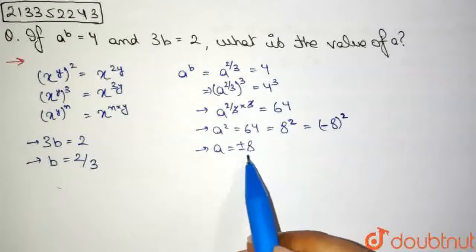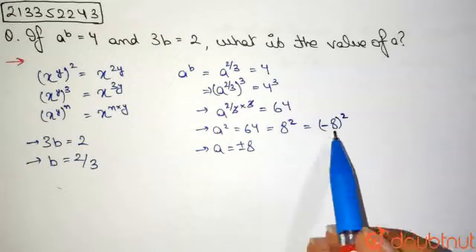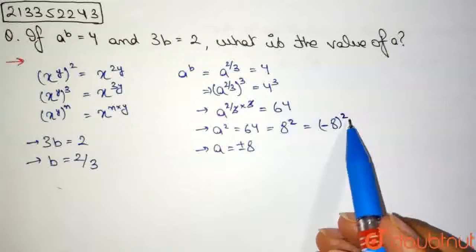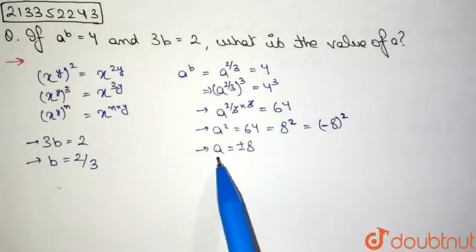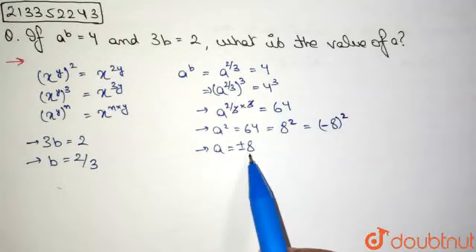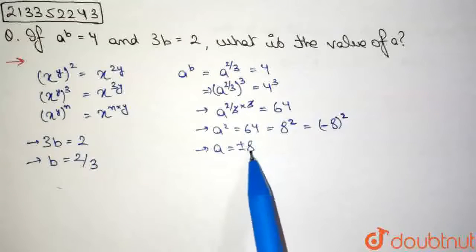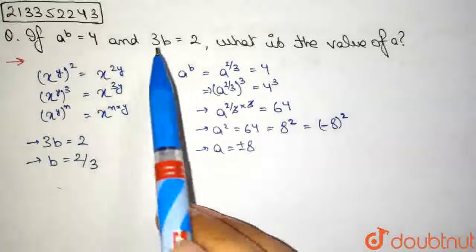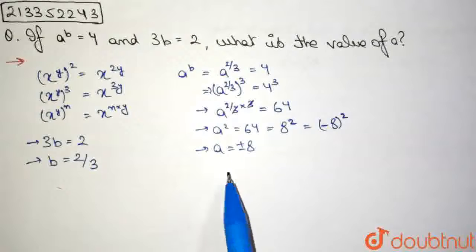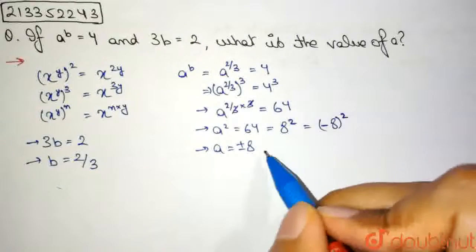So the value of a is plus and minus 8 rather than just being 8, because minus 8 square is also 64. So the value of a that we obtained for this particular question is plus or minus 8. So if a to the power b equals 4 and 3b equals 2, a is plus or minus 8. This is our answer.